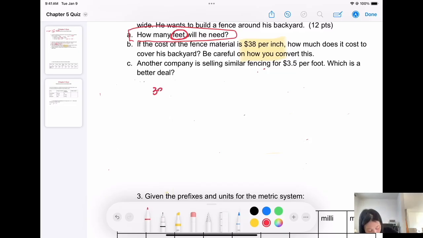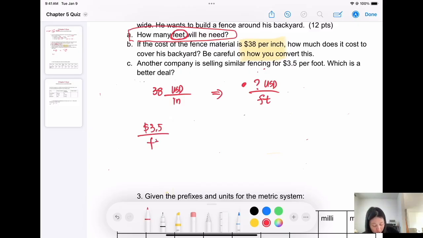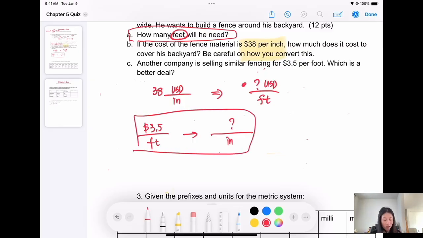You can either convert the $13.8 per inch into how much it is per foot, and see which one is cheaper, or the other way, which is converting the $3.5 per foot to some money per inch. So I'm going to just convert one of them. I'm going to do this one. I want to convert this to inches.